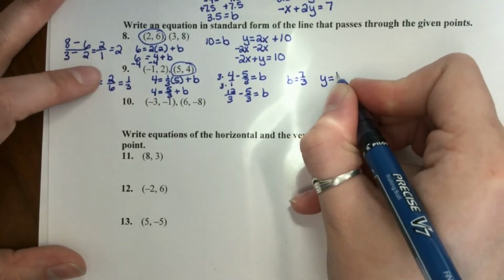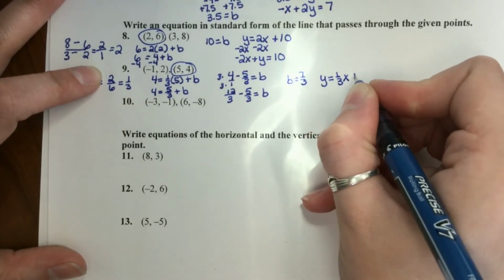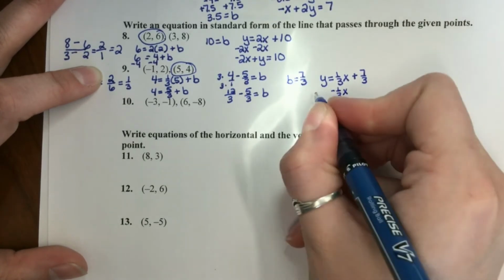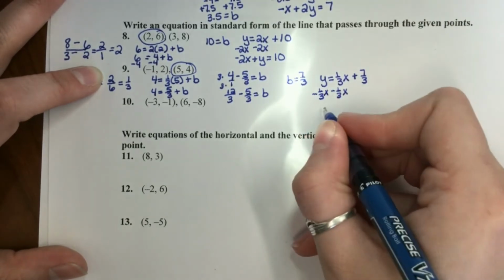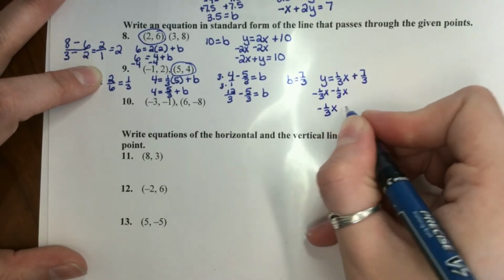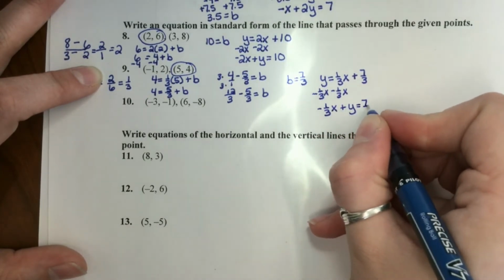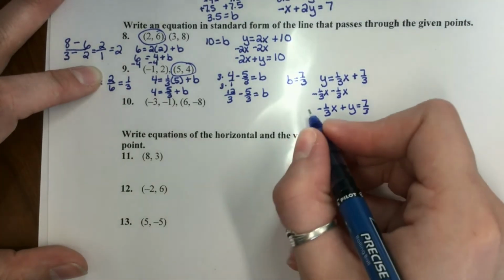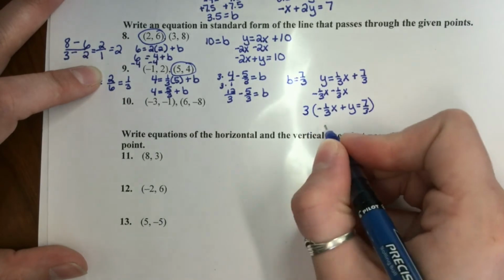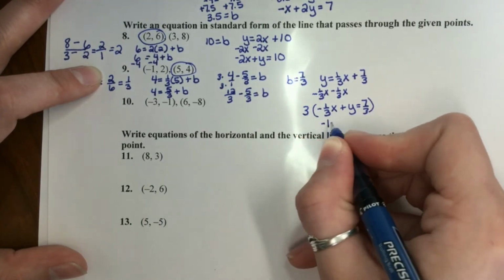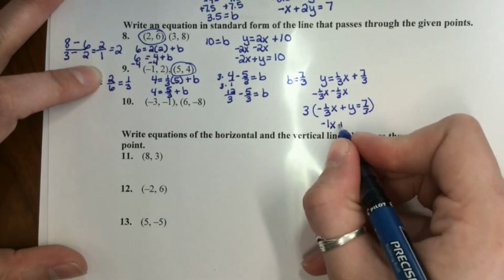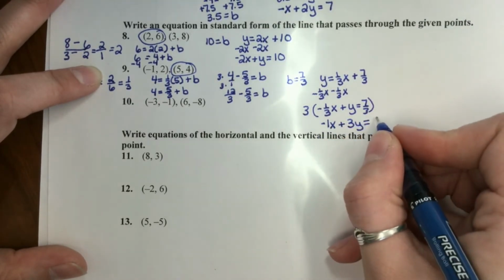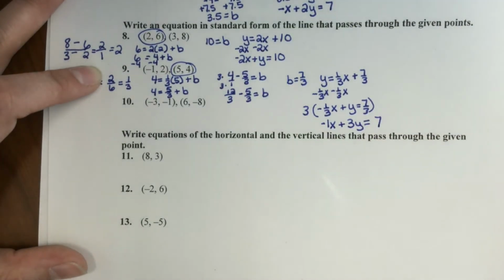Y equals 1/3 x plus 7/3, minus 1/3 x minus 1/3 x, negative 1/3 x plus y equals 7/3. First thing I'm going to do is get rid of those dividing by 3's by multiplying the whole thing by 3. So that will make it negative 1x. 3 times y is 3y. And 7/3 times 3 is 7. Okay.